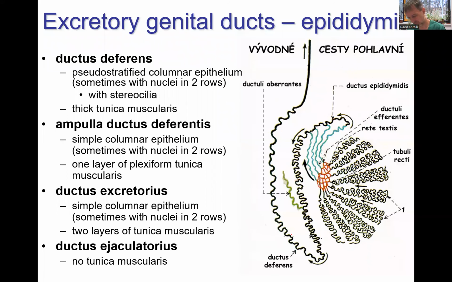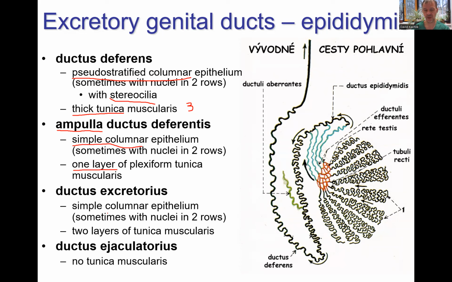And then when the emission starts, it continues as a deferent duct. So the deferent duct is again a pseudostratified columnar epithelium with stereocilia. But then the movement is really, really quick, so we need a thick muscle layer, 3 layers. I'll come to that later. We come to the end of the deferent duct, which is enlarged as ampulla, and the epithelium is reduced to simple columnar epithelium, and the muscle layer is reduced to only 1 layer.